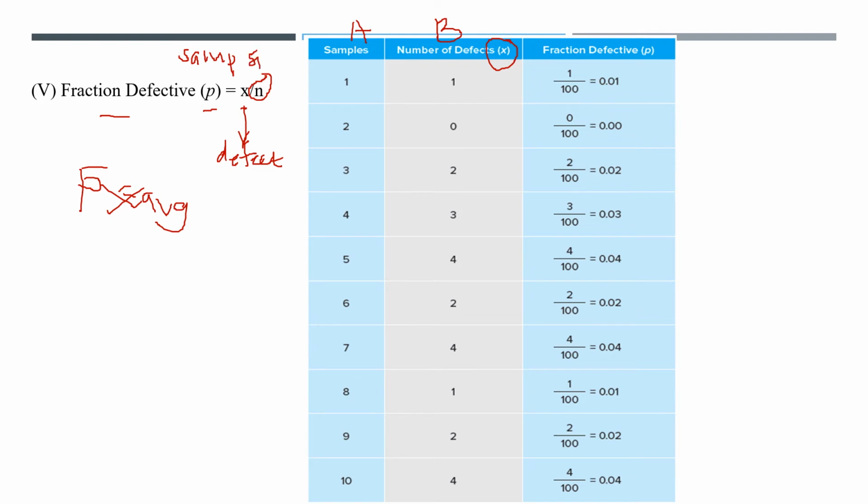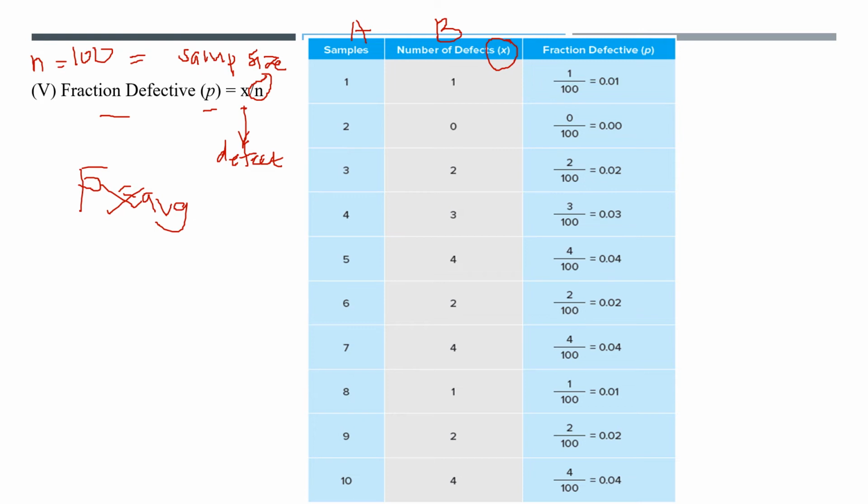So sample size here, as written in the question, we have 10 samples, and in each sample there are 100 units of shoes. So 100 units, that refers to the sample size, that is N. Okay, how many are there in one sample? That is N in this case.